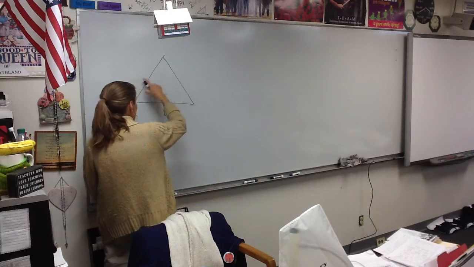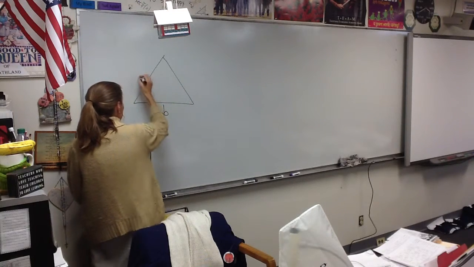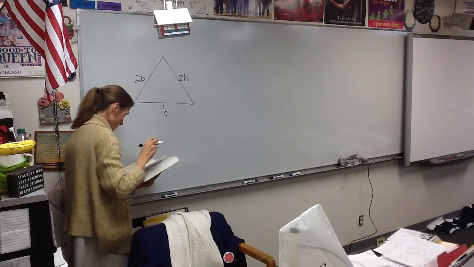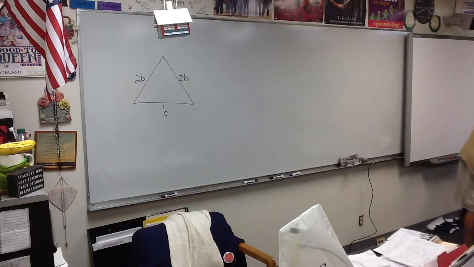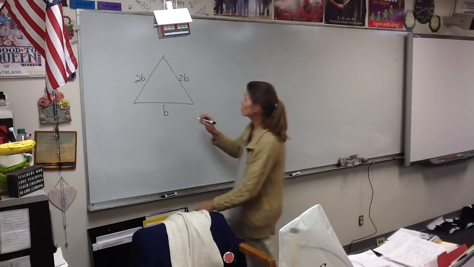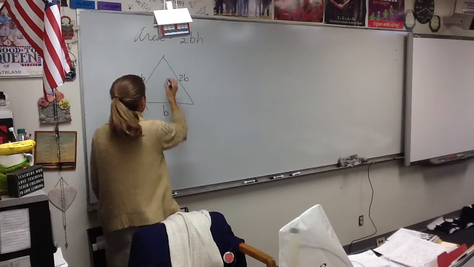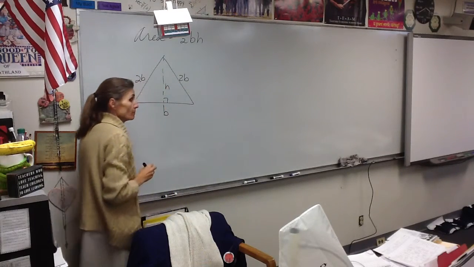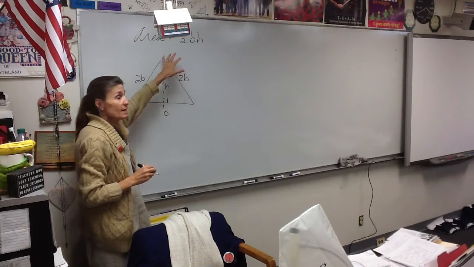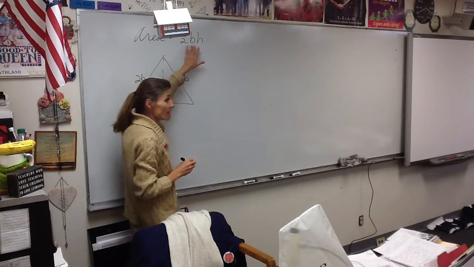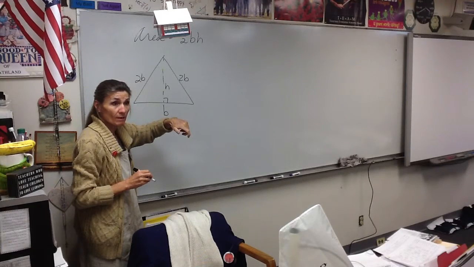So what does that make the two sides of the triangle? If this is half as long as these, then what would these be? 2B. And I am going to write the area of the triangle. Okay, what's the formula for the area of a triangle? 1/2 base times height. Here's the height. Now, that would be a fine formula. There's absolutely nothing wrong with that, except it expresses area in terms of base and height. And our job is to express area only in terms of base.